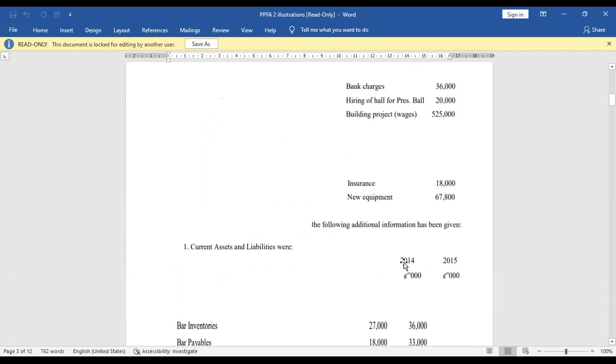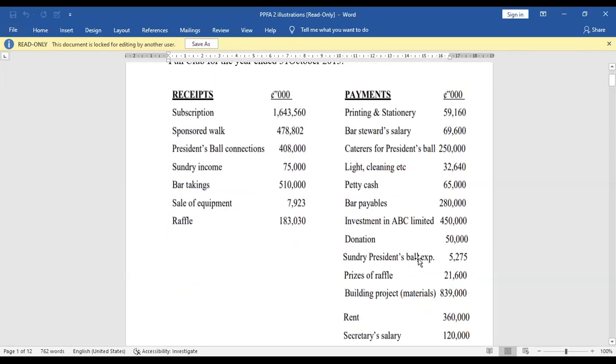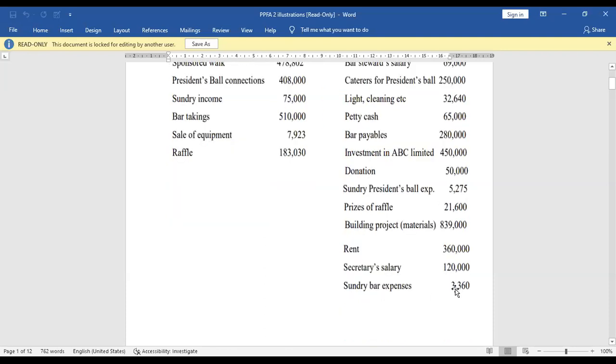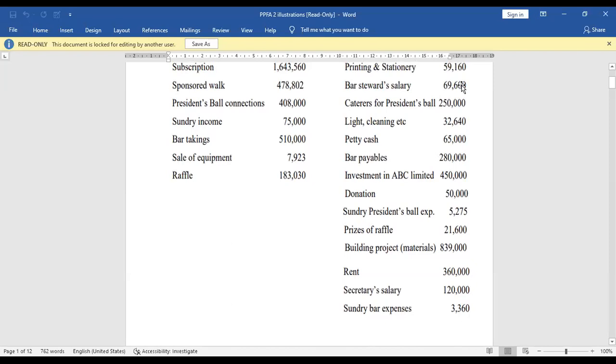Okay, so we've scanned through the whole question. So back to our receipt and payments account. Now look at what has to do with bar in the receipt and payments account. Under receipt, we have bar takings, 510,000. So we make use of that. Take note of that. Then we'll also check for what else. I mentioned sundry bar expenses, which is 303,360. Okay. Then I saw bar steward salary. We have 69,600. So these are the figures we're going to use.